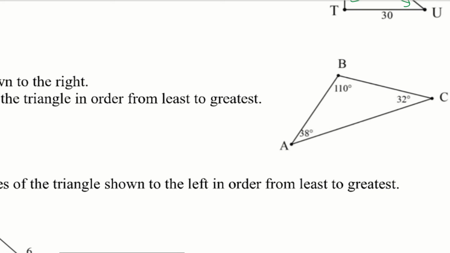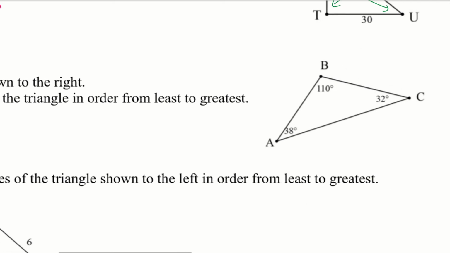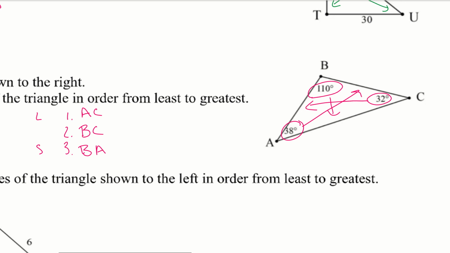So list the sides of the right triangle in order from least to greatest. So I'm going to go ahead and draw my arrows, and I'm going to number these from 1 to 3, from largest to smallest. Alright, so 110 is my largest angle, so therefore AC is my longest side. And then I have 38 would be next, so BC. And then 32 is my smallest angle, so now I have BA. So I've now listed all of my sides from largest to smallest.